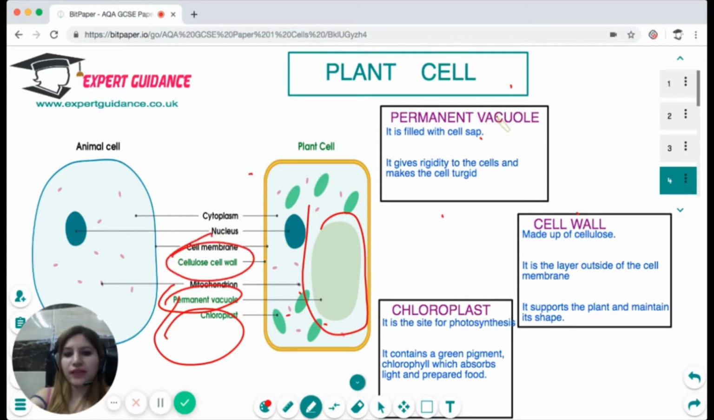Now, you should remember the function of each one of them. The permanent vacuole is filled with cell sap, and it gives rigidity to the cell and makes the cell turgid. The cell wall is the outer layer, and it is made up of cellulose. You should remember the cell wall of the plant cell is cellulosic. It is a layer outside the cell membrane, and it supports the plant and maintains its shape. The chloroplast is the site of photosynthesis, because it contains a green pigment called chlorophyll, which absorbs sunlight and converts the light energy into chemical energy, making food.